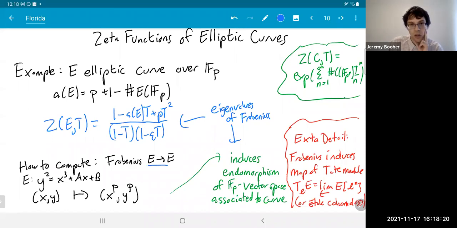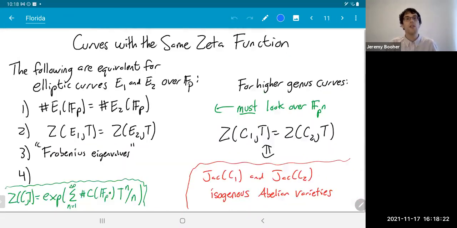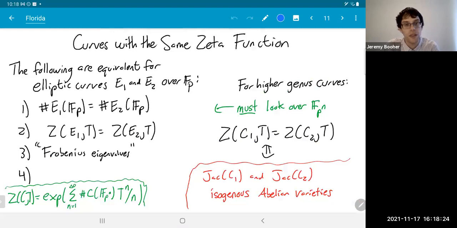Now, I was interested in looking at higher genus curves. So for elliptic curves, there are a bunch of equivalent things. One is just having the same number of points on the elliptic curve over Fp. That's equivalent, as we just saw, to having the same zeta function. And that's equivalent to the Frobenius eigenvalues being the same.